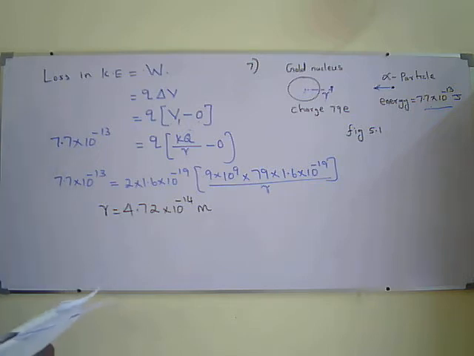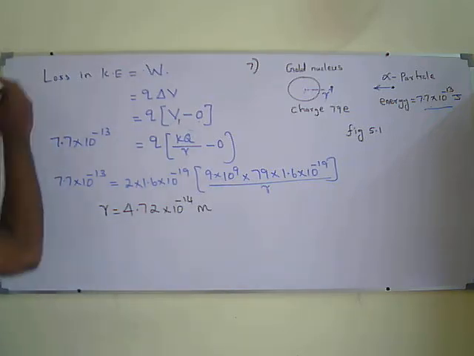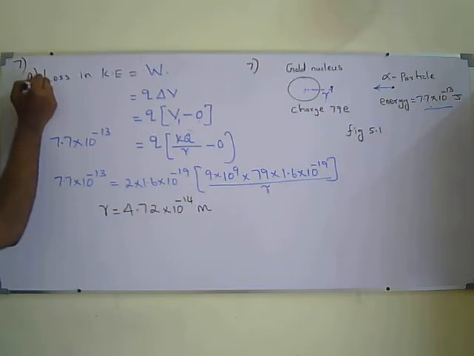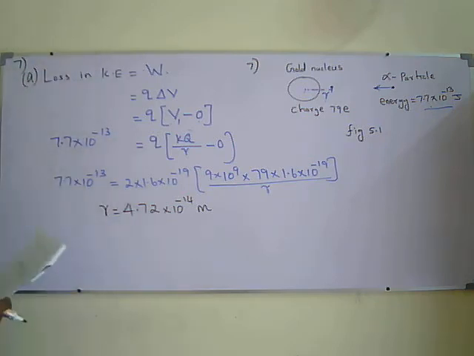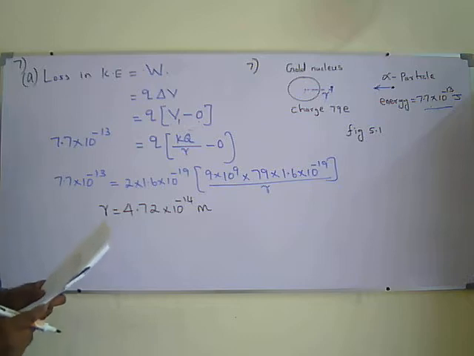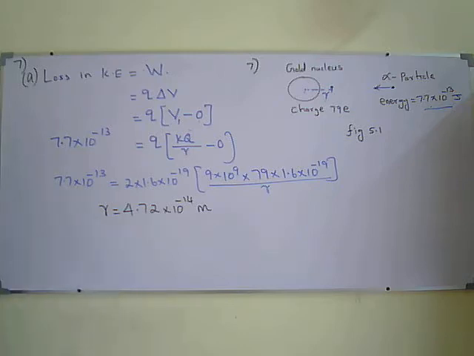Okay, so the next part, determine the acceleration of the alpha particle. That is the B part of question number 7. Okay, this is question number 7. A part we answered. Okay, B part. Determine the acceleration of the alpha particle for a separation of 4.7 times 10 to the power minus 14 meter between the centers of the gold nucleus and of the alpha particle.